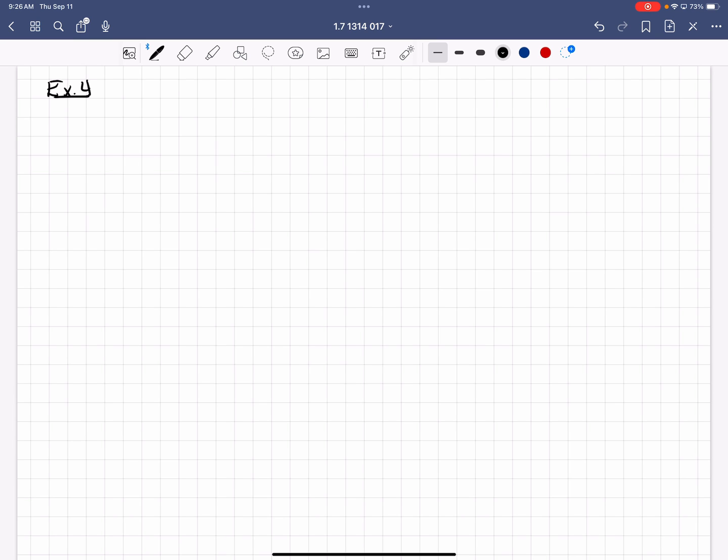Example 4. We have solve and graph the solution set on a number line.